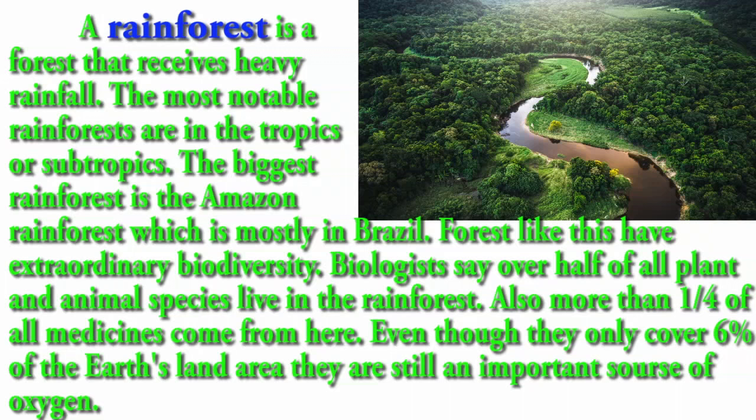A rainforest is a forest that receives heavy rainfall. The most notable rainforests are in the tropics or subtropics. The biggest rainforest is the Amazon rainforest, which is mostly in Brazil. Forests like this have extraordinary biodiversity. Biologists say over half of all plant and animal species live in the rainforests.